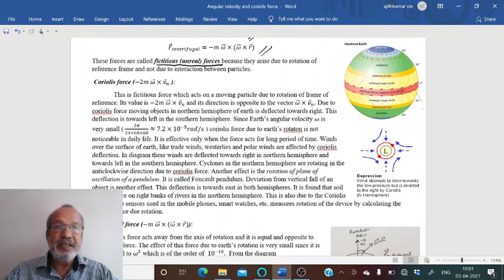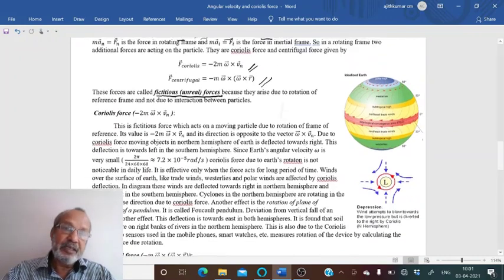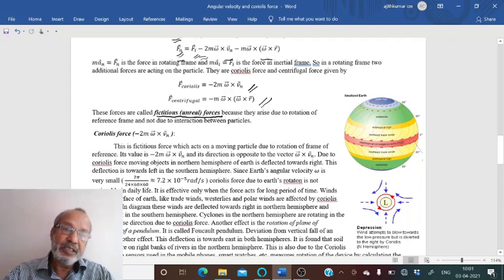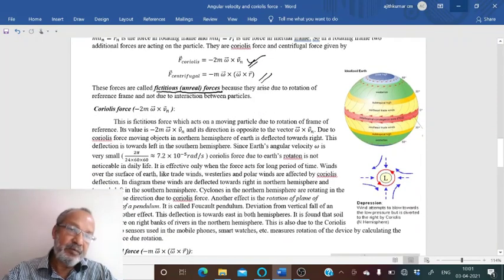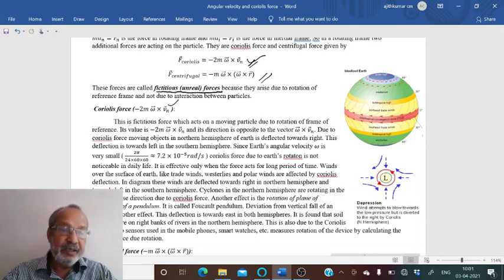In this class I will explain what is Coriolis force. In the last class we have seen Coriolis force is the additional force or fictitious force which is coming due to rotation of the coordinate system, and its value is given by 2m into omega cross Vn, where Vn is the velocity of the particle in the rotating coordinate system.